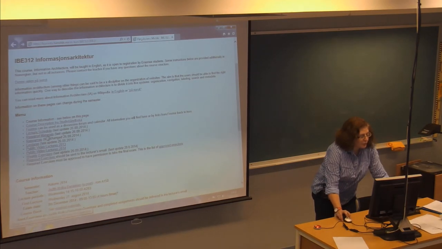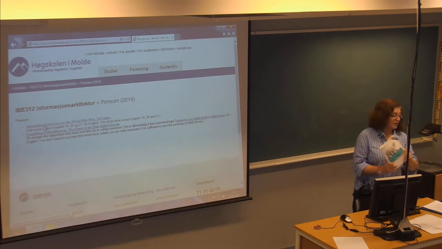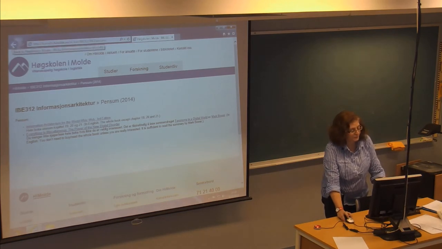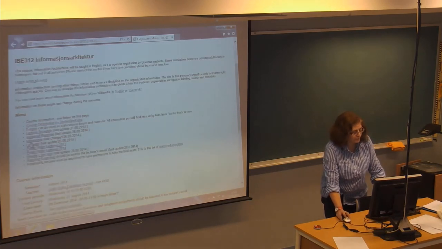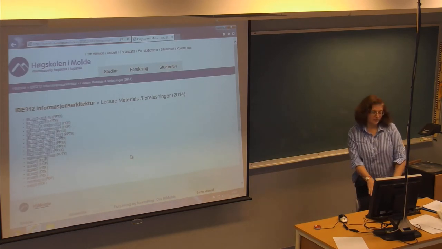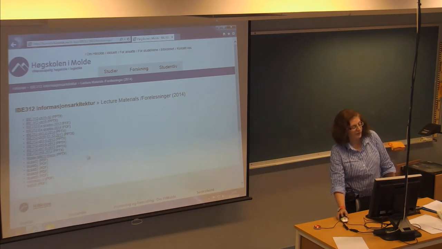And then the required materials: this book, and I showed you, you can get it in the bookstore, or you can get it online if you look for it. This one is not required, and if we talk about it, it will be out of parts of the material that's online. These are the notes that I'll be using in the lectures, and if I make any additions to this note set, I will put it here.